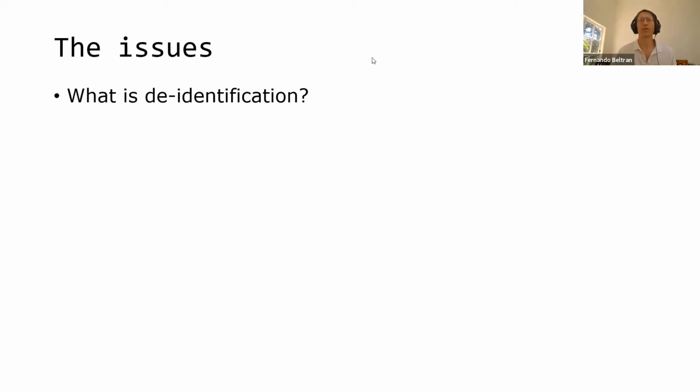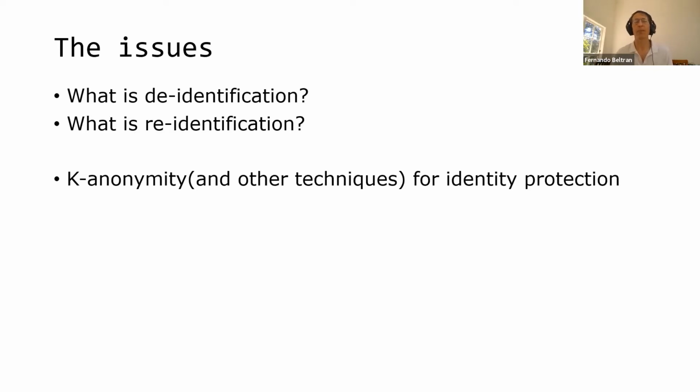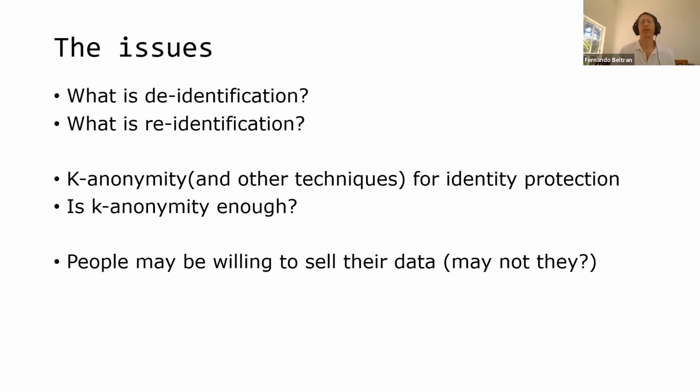But then we have, well, other people, hackers or adversaries, who are on the search for re-identifying. Once they get their hands on data, they want to re-identify. There's one technique that has been used extensively for protection of identity, called k-anonymity, and it has been found that it's not enough. So that's one of the questions we want to address here.